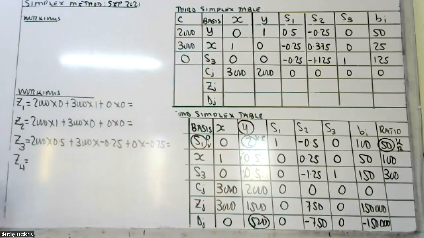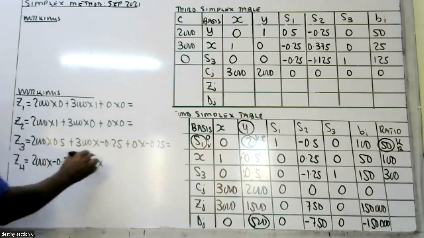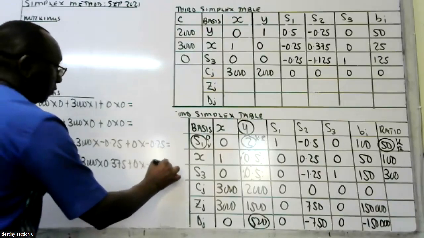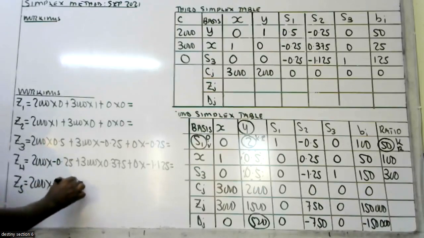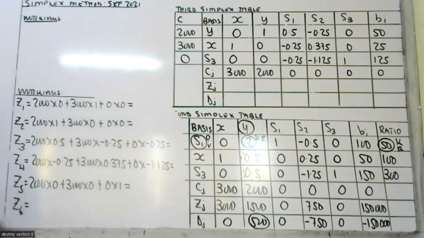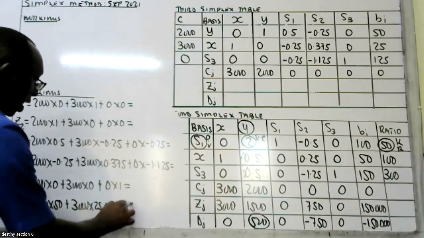Z4 is 2000 times negative 0.25 plus 3000 times 0.375 plus 0 times minus 1.125. Z5 is 2000 times 0 plus 3000 times 0 plus 0 times 1. Z6 is 2000 times 50 plus 3000 times 25 plus 0 times 125.